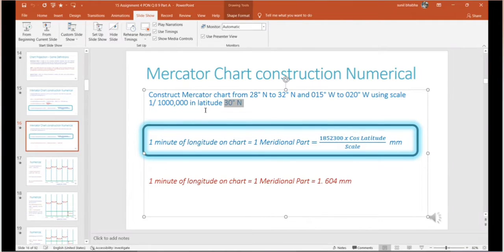ओके ओके बेटा, क्लियर? यस सर. राइट बेटा. सो अब हमारे पास बेसिकली क्या आ गया है? वी नाउ हैव 1 मिनट ऑफ लॉन्जिट्यूड डायमेंशन. हमें पता चल गया कि ये जो चार्ट हमारा बनेगा उसमें 1 मिनट ऑफ लॉन्जिट्यूड विल बी 1.604 millimeter. So this is what we know now. Now with this information we can easily construct the chart. So let us see the construction now.